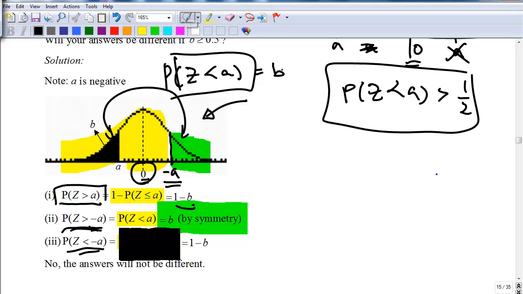So I have already got the answer from part 2, which I can use in the complement, because the area that is highlighted in yellow is actually the complement of the area that's highlighted in green. So your final answer is just 1 minus probability of z bigger than or equal to minus a, and this from your earlier part is just b. So that's why your answer is 1 minus b.